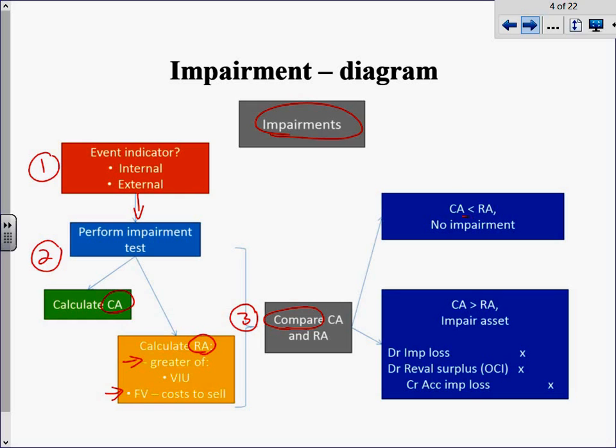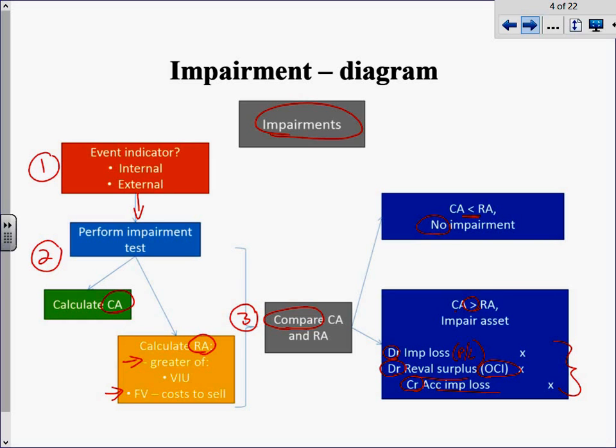If the carrying amount is less than recoverable amount, then there's no impairment. If the carrying amount is greater than the recoverable amount, well, then you have to impair the asset, and here's your little journal, right? You'll debit the impairment loss. Let's assume for now that that goes to profit or loss. Sometimes, if it's a revalued asset, an asset that was previously revalued above historical cost, well, then you're first going to debit the reval surplus or the gain on PPE through OCI, right? Make that reval surplus at the end of the day smaller. And then you will credit your accumulated impairment loss.